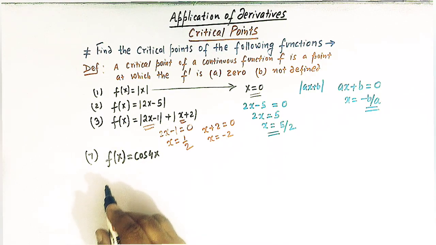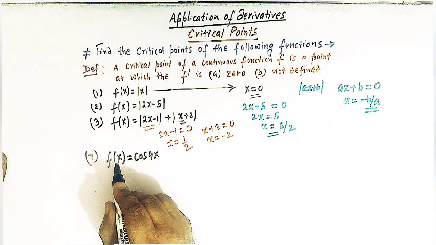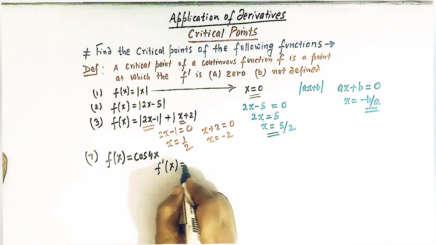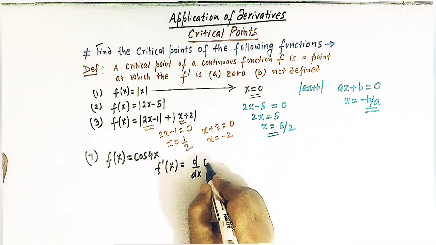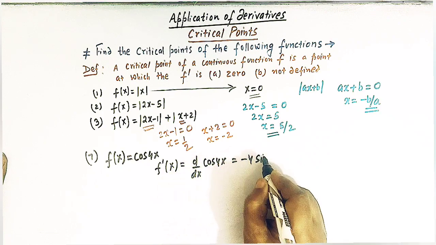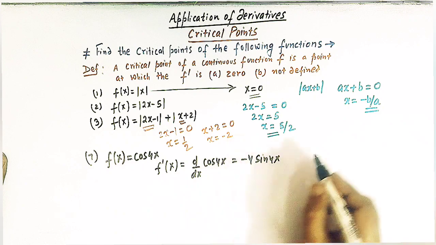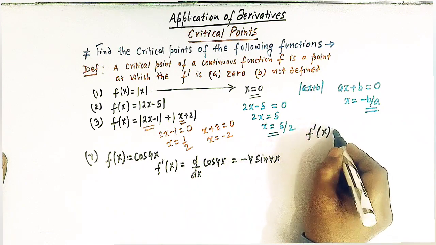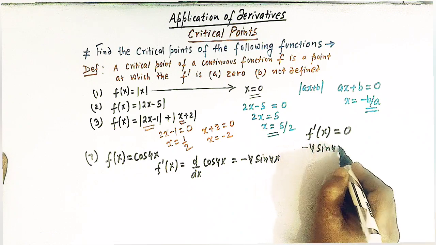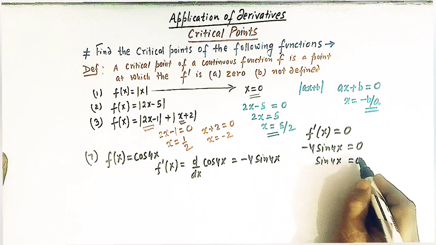Now let us consider this function f of x is equal to cos 4x, right? And we have to find the critical points for this function. So let us differentiate it. So f prime of x is the derivative of cos 4x, and the derivative is minus 4 sine 4x, right? Now to get the critical points of this function, we'll equate the derivative to 0. So now we have minus 4 sine 4x is equal to 0. So we have sine 4x is equal to 0, right?